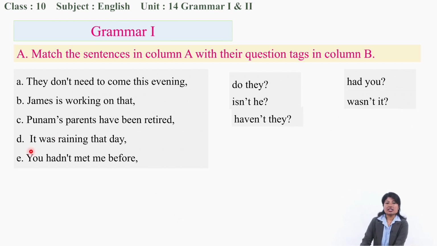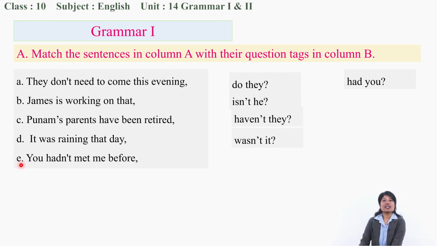Right? Okay, D. It was raining that day. What do you think? The right tag is wasn't it? E. You hadn't met me before. Okay, very easy. Had you.